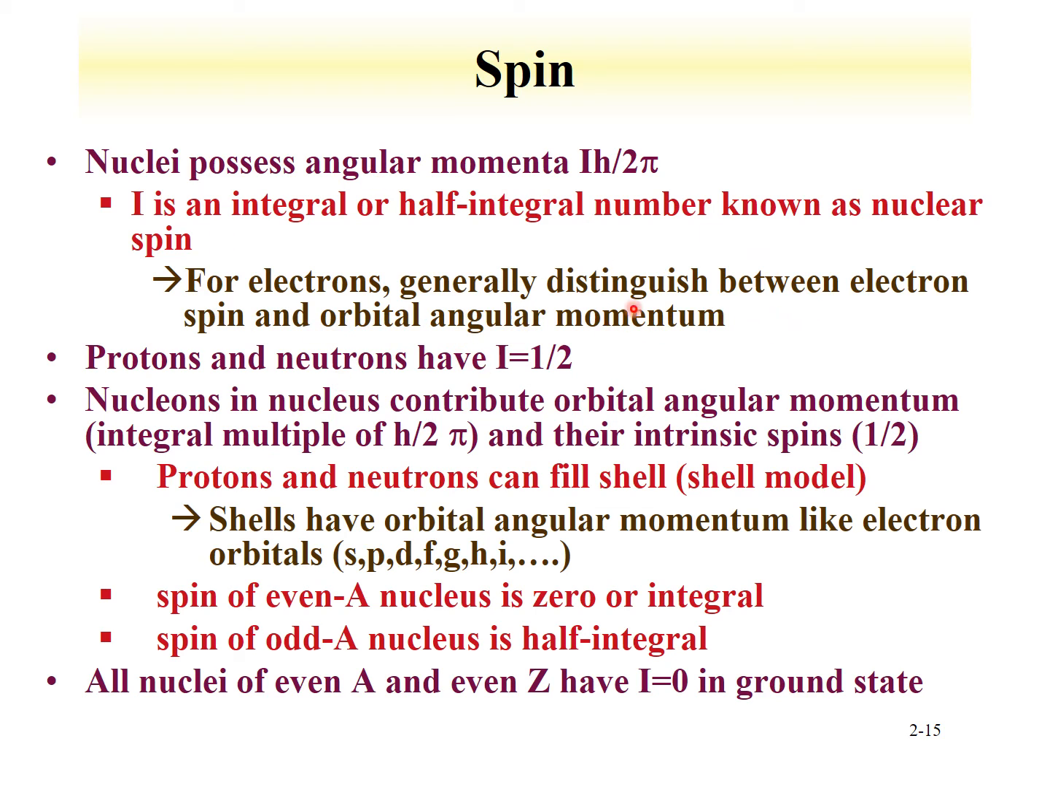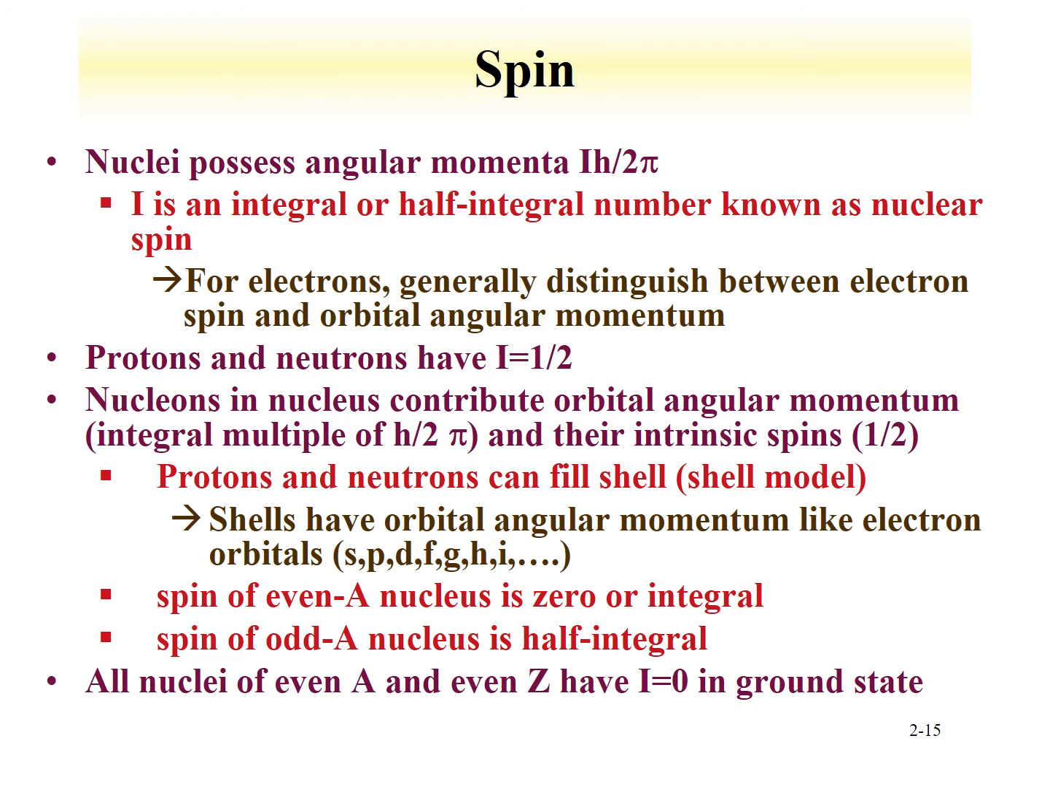Like electrons and neutrons and protons have spin of 1/2, so it's a fundamental property. The nucleons in the nucleus contribute to the orbital angular momentum and the nuclear spins in a nucleus. So basically, what we're going to learn when we talk about the shell model is that the spin of a nucleus is determined by the unpaired nucleons.